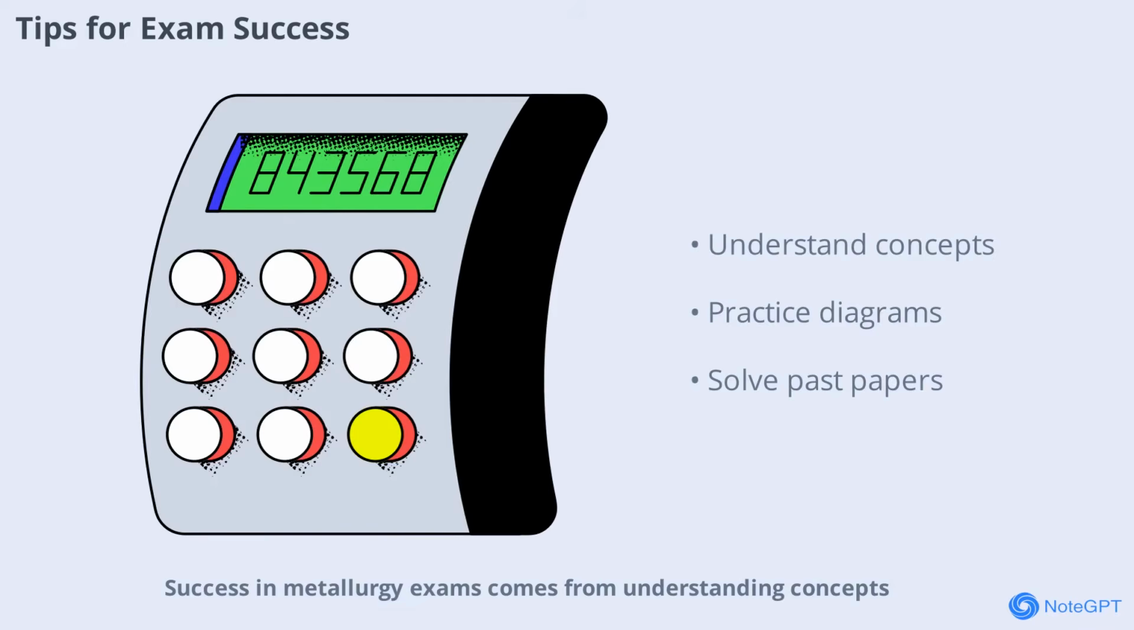Success in metallurgy exams comes from understanding concepts, practicing diagrams, and solving past papers. Focus on key processes, memorize important terms, and practice writing clear, concise answers. With consistent effort and the right approach, you'll be well prepared to excel in your ICSE Class 10 metallurgy exam.